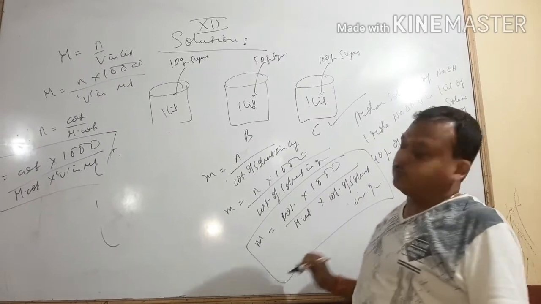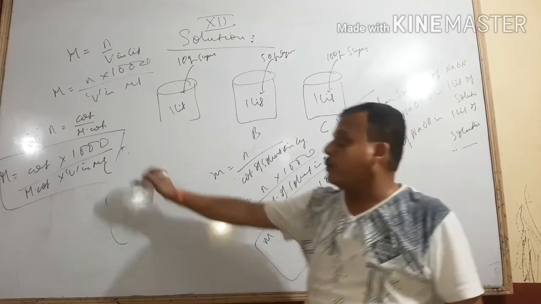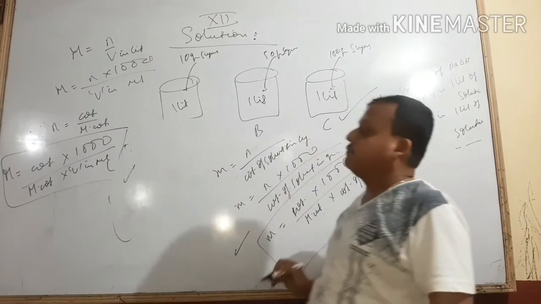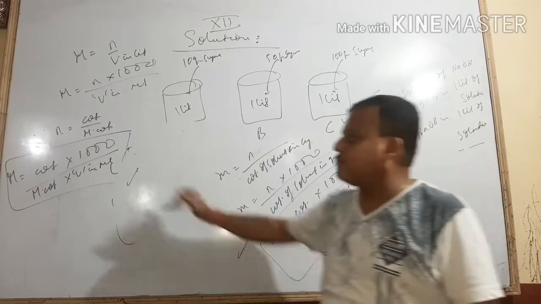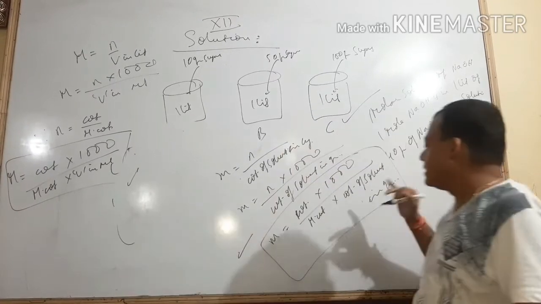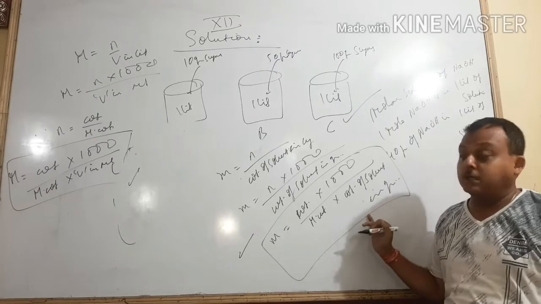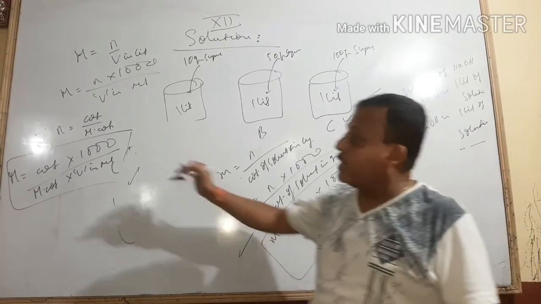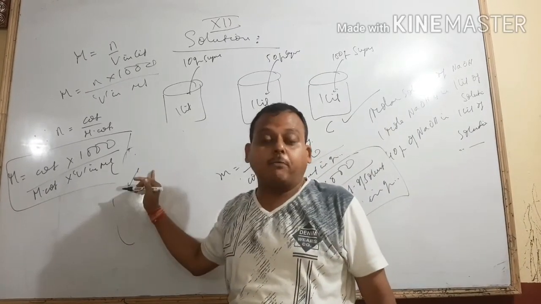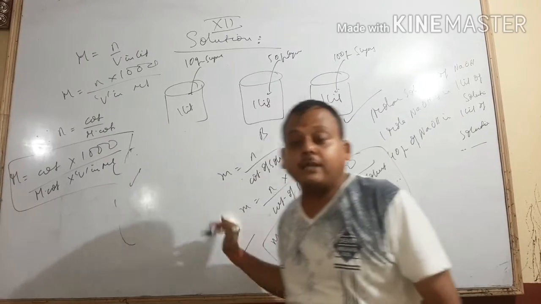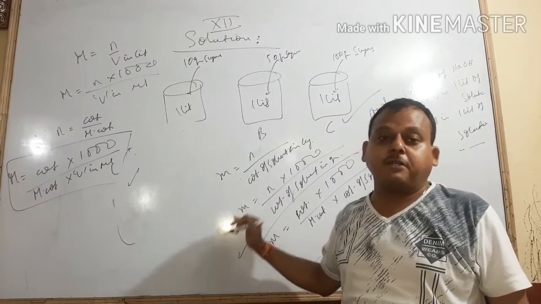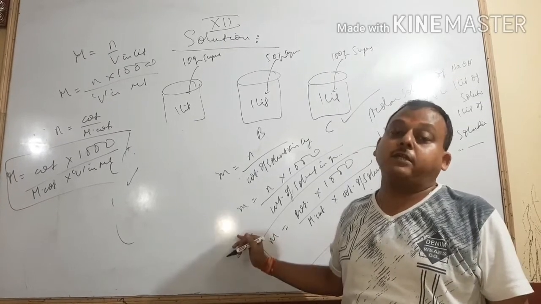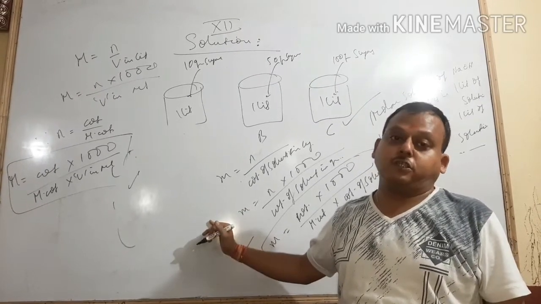Now, we observe both the formulas, molarity as well as molality. We find the formula is almost the same, except in the denominator. Here it is volume in milliliter and here it is weight of the solvent in gram. Thus, molarity will depend upon temperature, but molality will be independent of temperature. This is the basic difference between molarity and molality apart from their definitions.